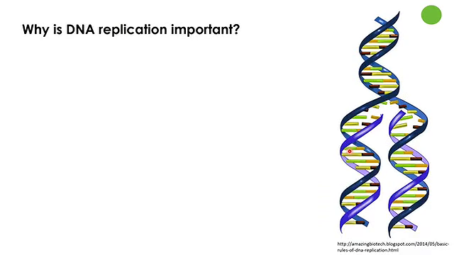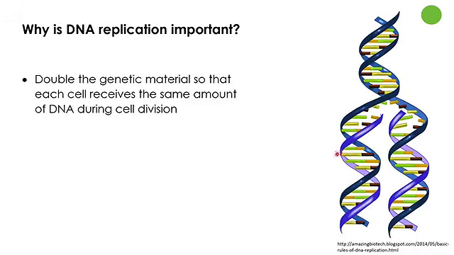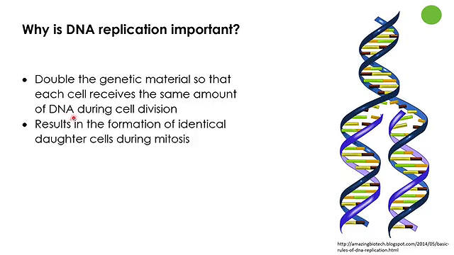Right, so why is DNA replication so important? As we mentioned earlier, we want to double the genetic material so that when the cell goes through division, we have the same amount of genetic information present. That's where we looked at the replicated chromosome consisting of two chromatids. So when it splits during meiosis, we still have the same genes present in both the new gametes that form. Then it results in the formation of identical daughter cells during mitosis, which links in with what we have learned during our grade 10 year.